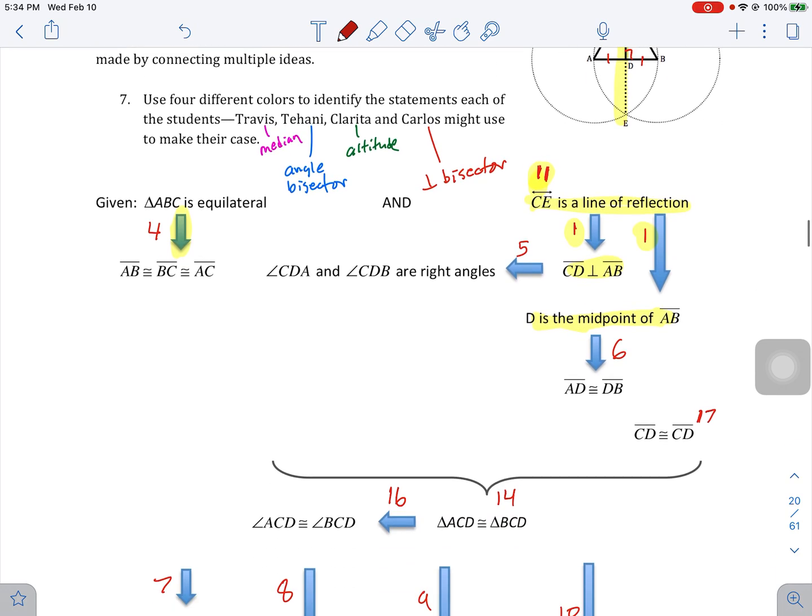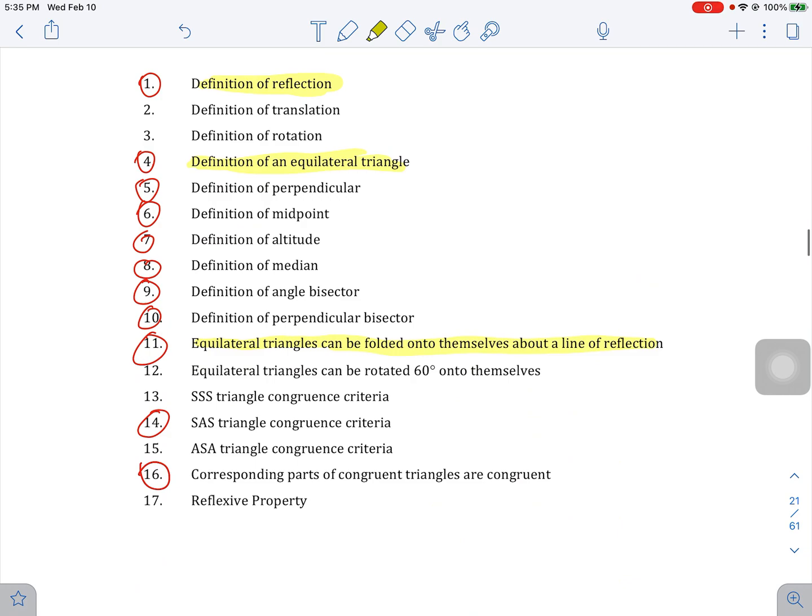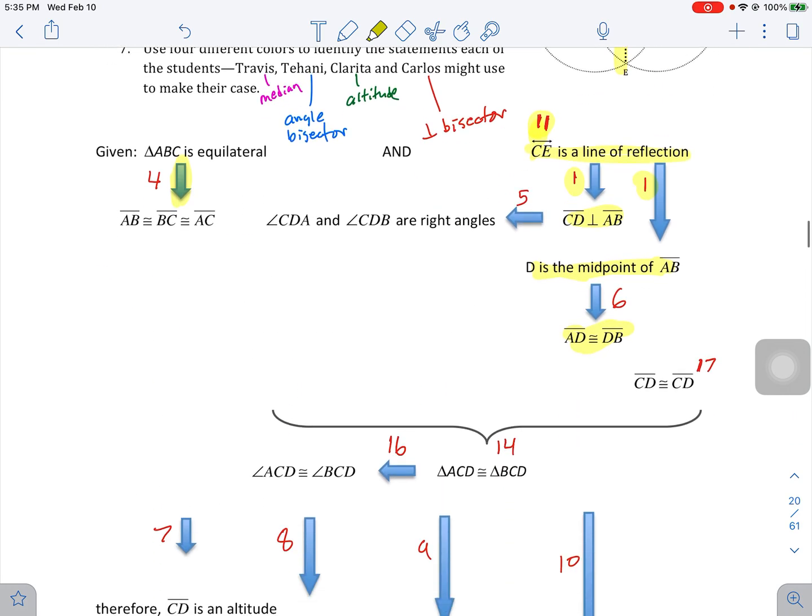What else do we have? Well, we know that AD is congruent to DB, given that D is the midpoint, and that goes back to the definition of a midpoint: it splits a segment into two congruent sides.